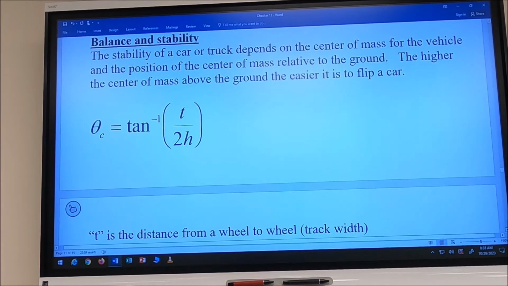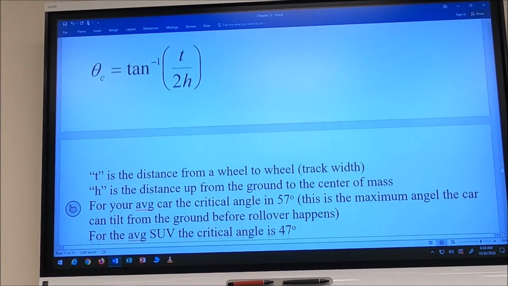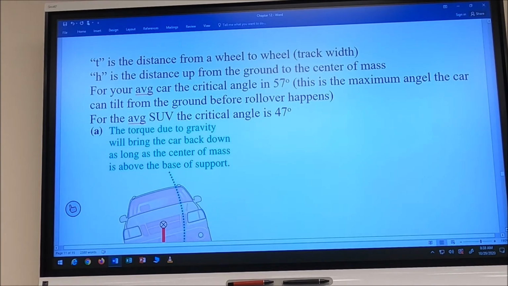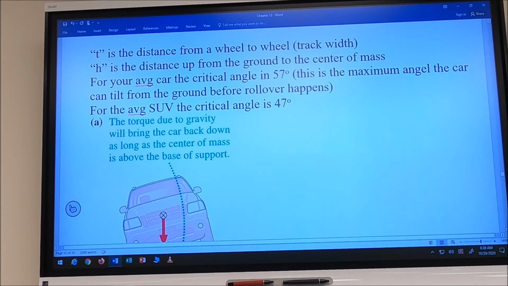T over 2h, where T is the distance from wheel to wheel, or the wheelbase, or sometimes called the track width, and h is the distance up from the ground to the center of mass. For your average car, the critical angle is 57 degrees. That's the maximum angle the car can tilt from the ground before it rolls over.